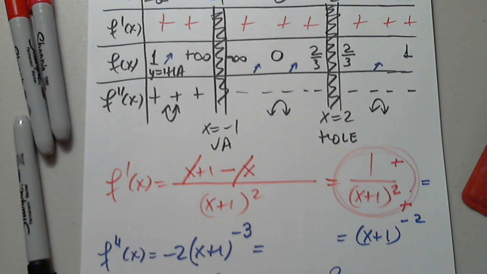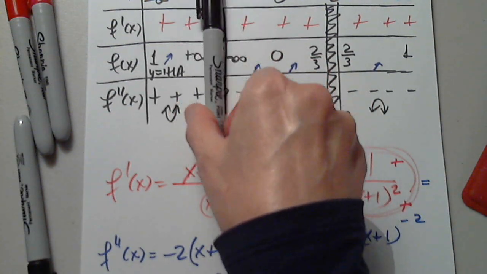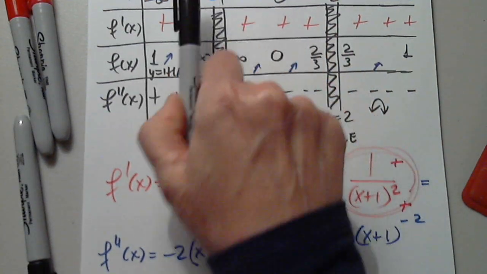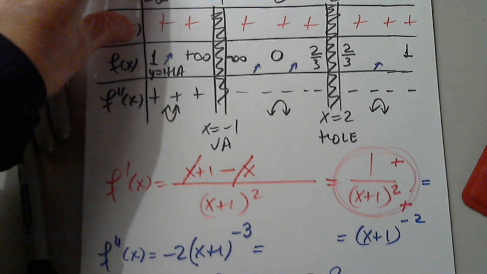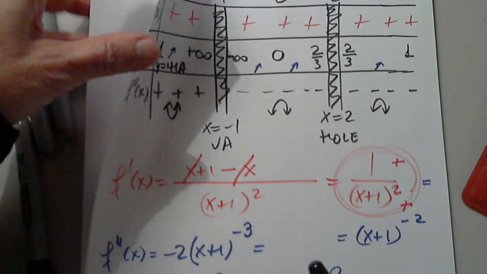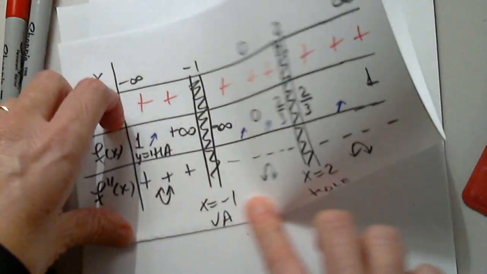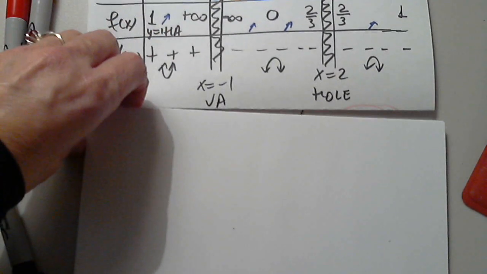Not symmetric. It cannot be symmetric with a vertical asymptote at negative 1 and a hole at 2. Everything is gibberish now. Waste of time to look anywhere. That's all I need. That's all I care about. Nothing else matters at this point.